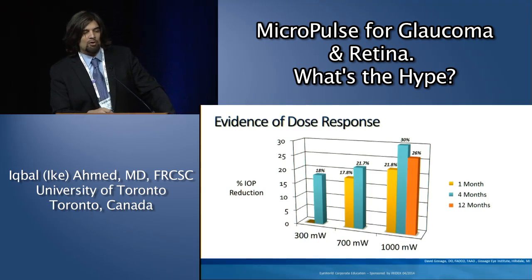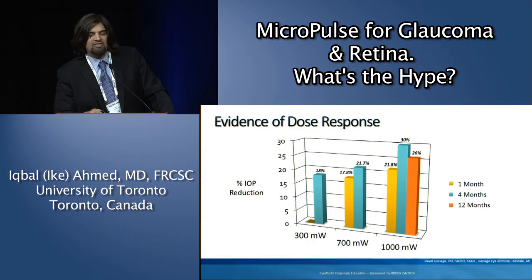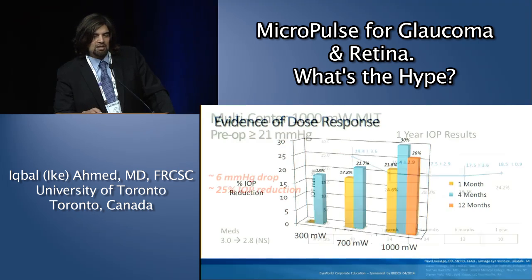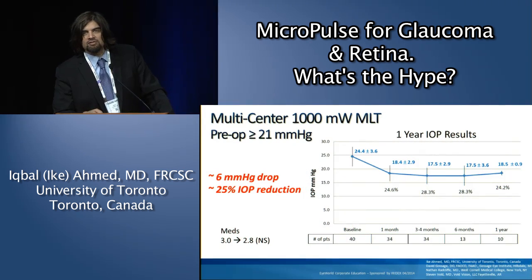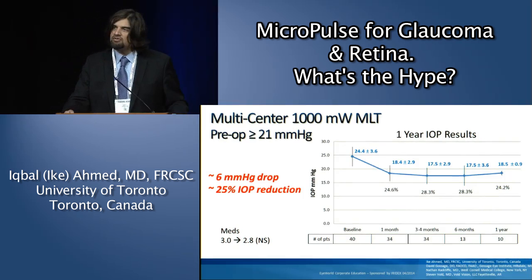Thanks to David here, most of us have essentially moved toward the 1,000 milliwatts with a 15% duty cycle, as I showed earlier, with that 2-second pulse of energy. Now, we tabulated some of our results. This is myself, Dave Gossage, Nate Radcliffe, and Stephen Bold.